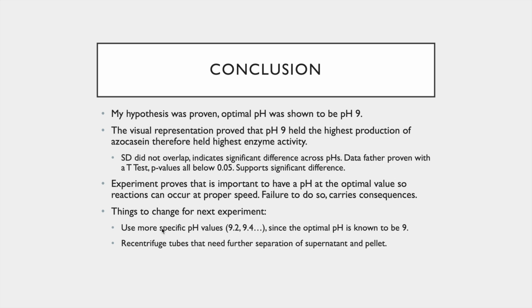An error that could arise in my data was when centrifuging my samples. In this lab, I only centrifuged the samples one time regardless of what the solution looked like. This might not have been enough to completely separate the supernatant and the pellet. This could have led to inaccurate data when my samples were read by the spectrophotometer. I could eliminate this error by recentrifuging samples that do not look completely separated.